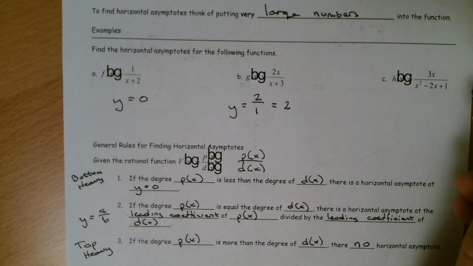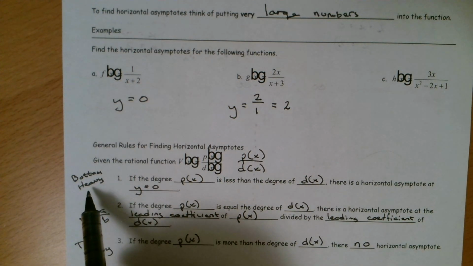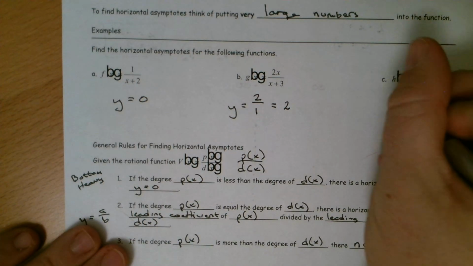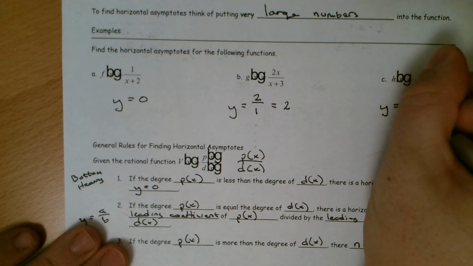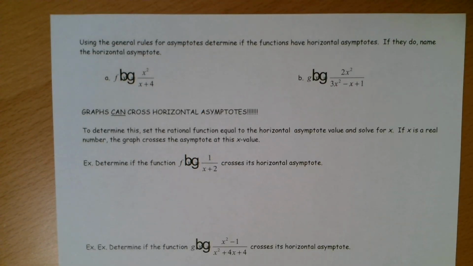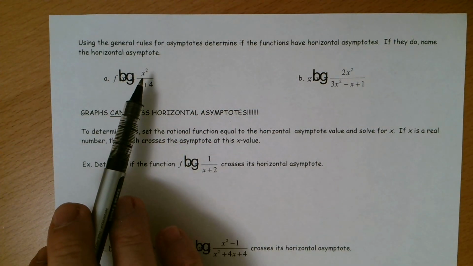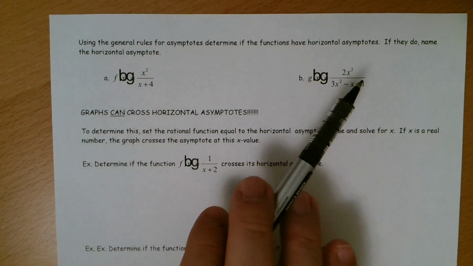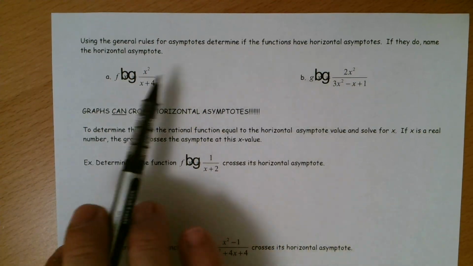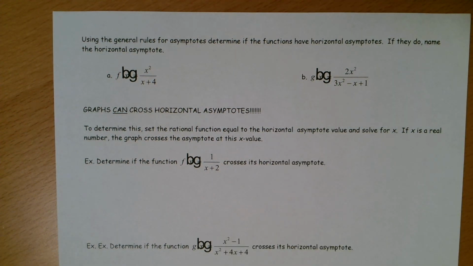Lastly, let's look over here. We've got a degree of 1 on top and a degree of 2 on the bottom. So we've got ourselves another bottom-heavy rational function, which is automatically y equals 0. Okay, now it's your turn to determine what and if these graphs have horizontal asymptotes. So please pause your video and find the horizontal asymptote, if there is one, of each one of these functions. Okay, pause your video.